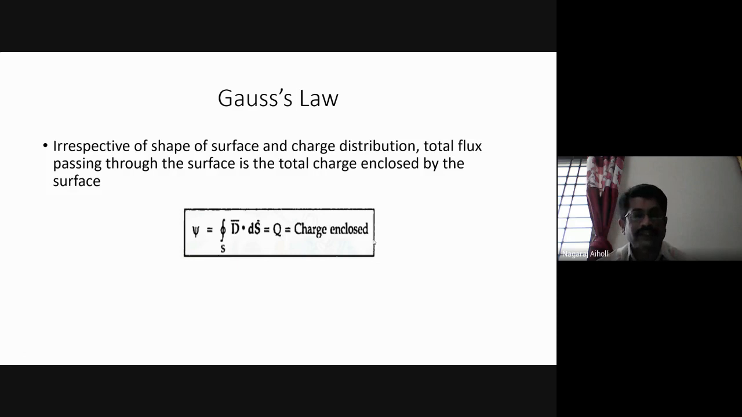So this is the important statement of the Gauss law and the mathematical representation, or the mathematical definition, of the Gauss law. That is psi is equal to closed surface integral D bar dot dS bar is equal to Q, that is charge enclosed.